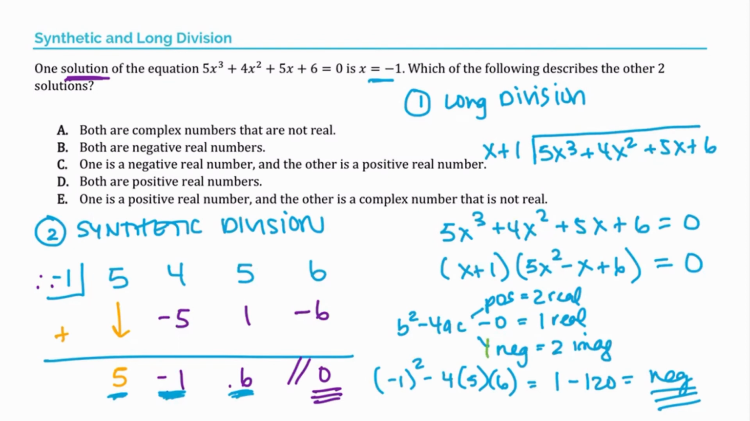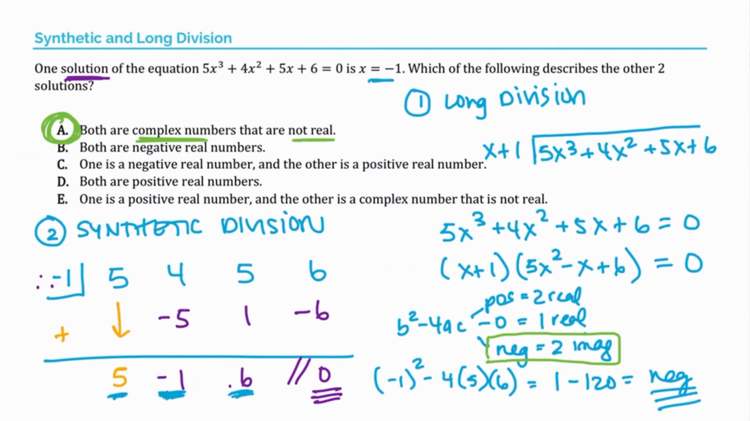Remember, if b squared minus 4ac is negative, the answers are imaginary. So that means that they are both, right? The other two solutions are complex numbers that are not real. So the correct answer is A. Okay, we have one more.